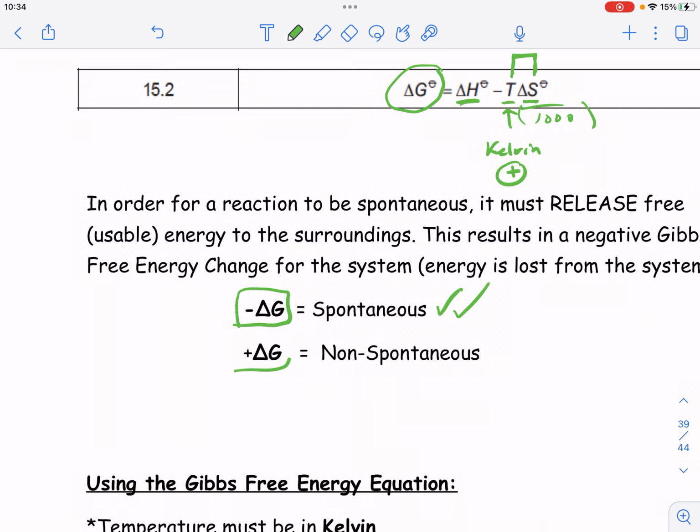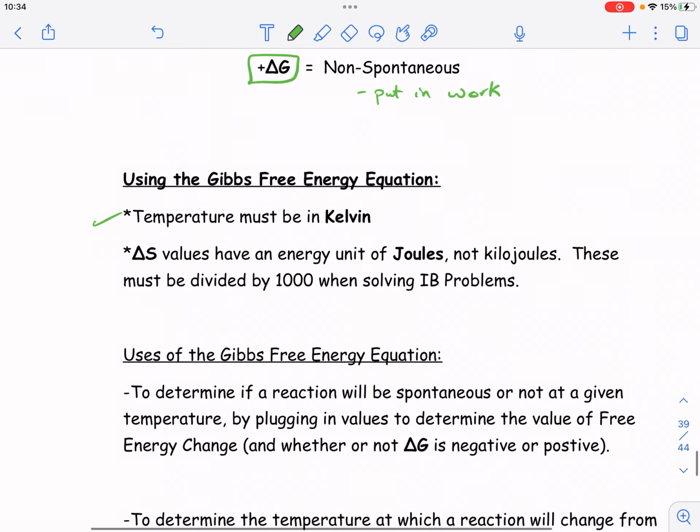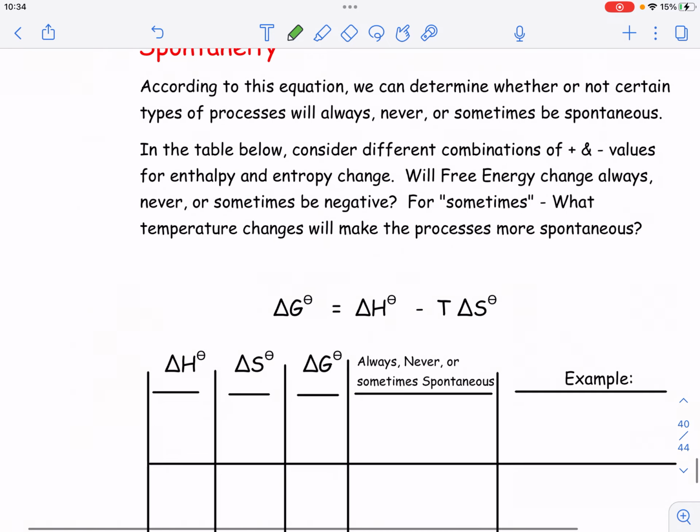If we get a value of delta G that is positive, that means it's non-spontaneous, and we have to put in work to make it happen. Okay, so that's going to be how we decide. These are some reminders about units that we've already mentioned, and let's go through the various scenarios.